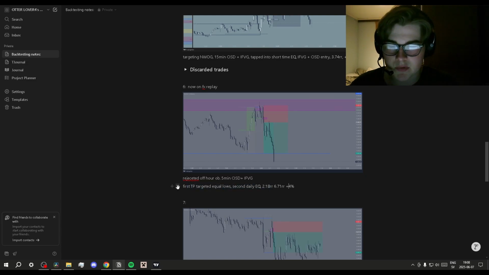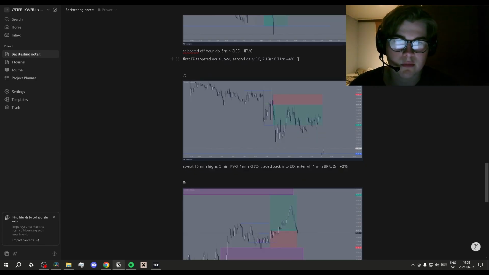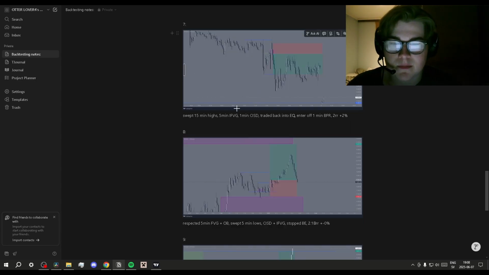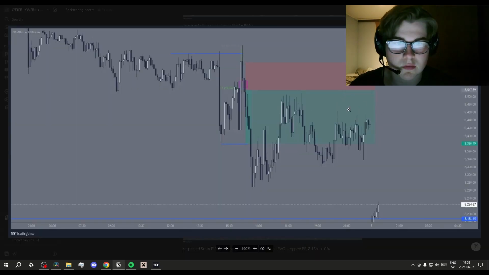First TP targeted the equal lows, and then the second targeted daily equilibrium, which was way lower. But I don't think I would have held it. It did eventually hit daily EQ, but I don't think I would have held it, and therefore I only gave myself 4% for it, even though it would have hit 7 or 6.5. So, okay, next trade.